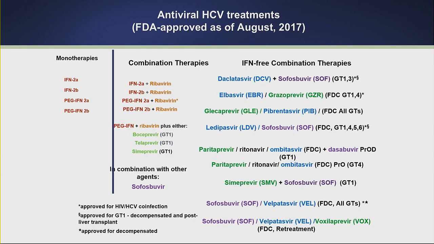This slide was updated, so excuse some of the formatting issues, and was recently updated to show some new approvals. We're basically not using anything in the first two columns, right? Interferon gone, first-generation protease inhibitors gone, and it's really about these fixed-dose combinations that are available, depending on your insurer. Some are approved for different genotypes. I keep it color-coded and try to keep it in alphabetical order here.